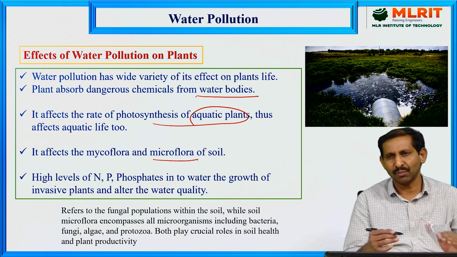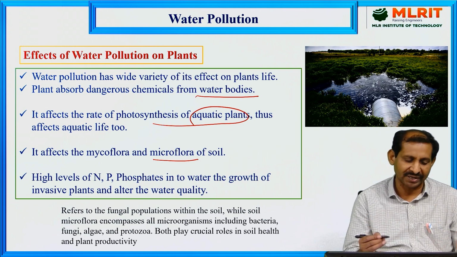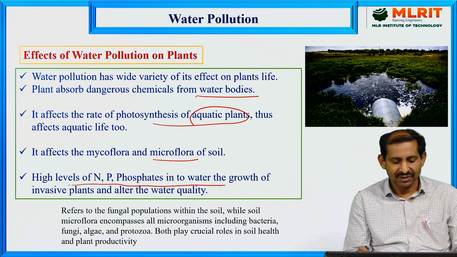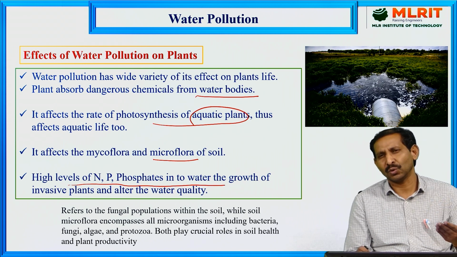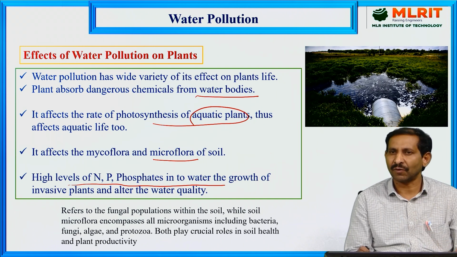This is more related to the soil, the organisms growing in the soil. When there are high levels of nitrogen and phosphorus in water, plants will grow excessively, like algae and fungus, and this will affect the water quality parameters.